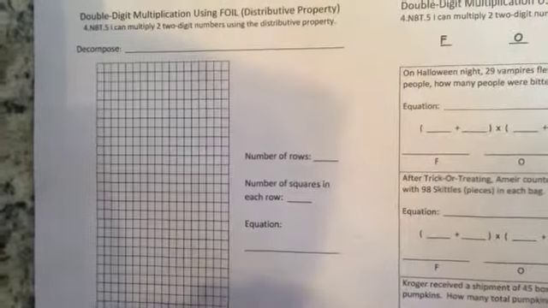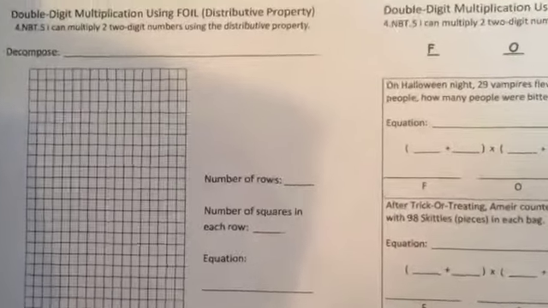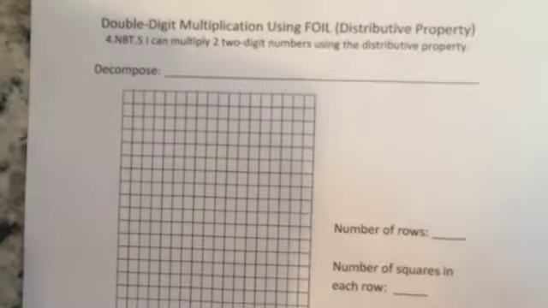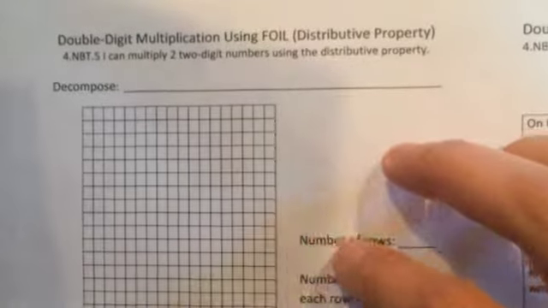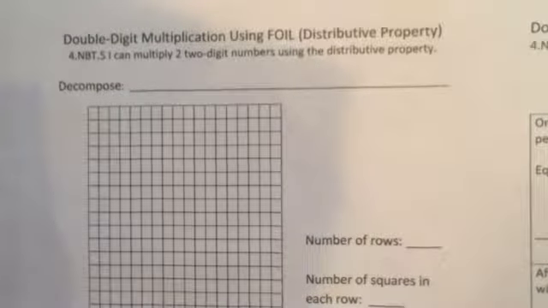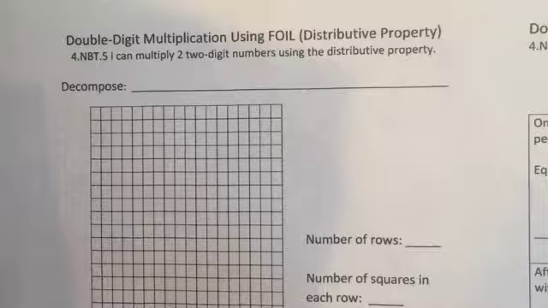to do multiplication. So first what we're going to do today is we're going to look, like I said, at this particular way of multiplication. It's called the FOIL method, and we're going to learn what the word FOIL means. But first we have to learn a few other things too.